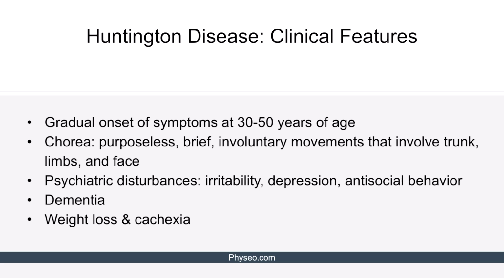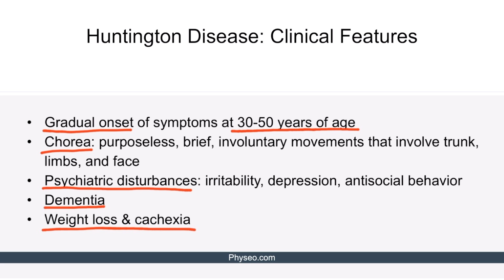Let's discuss clinical features. The onset of symptoms in Huntington disease is gradual, usually between 30 and 50 years of age. They include chorea, psychiatric disturbances, dementia, as well as weight loss and cachexia. Chorea is purposeless, brief, involuntary movements that can involve trunk, limbs, and face. Also, some of the psychiatric disturbances that the patients usually complain of are irritability, depression, and antisocial behavior.